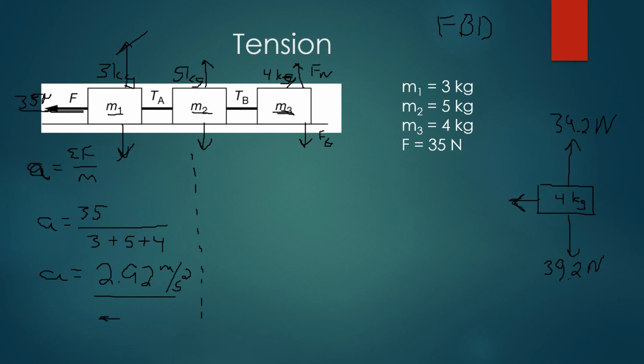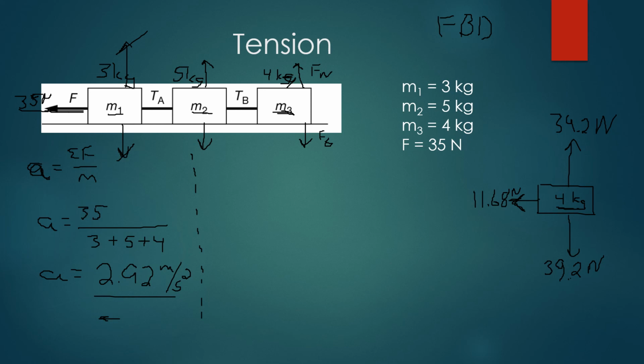Oh, acceleration, mass, this is really the net force. Net force equals mass times acceleration. So if I do 4 times 2.92, I get that the tension here is 11.68. Oh, okay. So the tension there is 11.68.